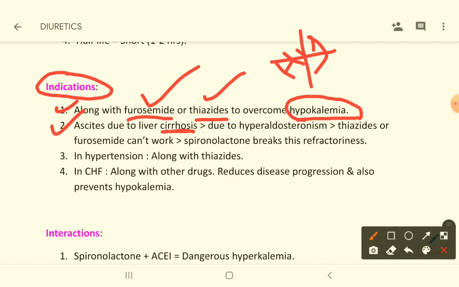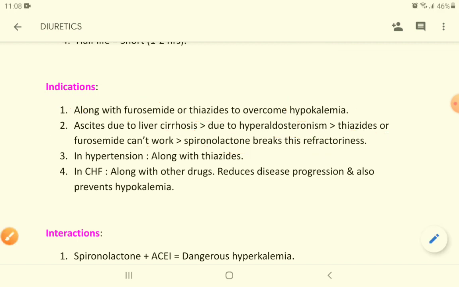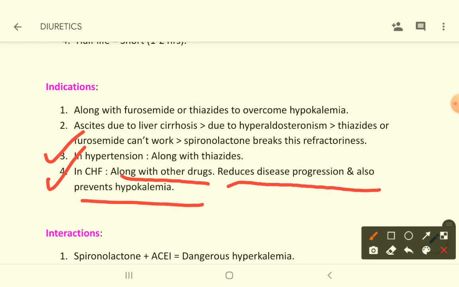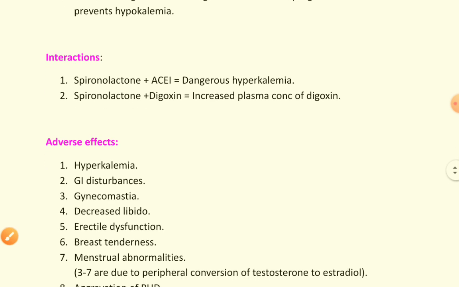So spironolactone along with furosemide. Why? Because in case of liver cirrhosis, due to hyperaldosteronism, thiazides or furosemide cannot work, right? So spironolactone breaks this refractoriness. In hypertension, this can be used along with thiazides. In congestive heart failure, it can be used along with other drugs, and this reduces disease progression and also prevents hypokalemia.